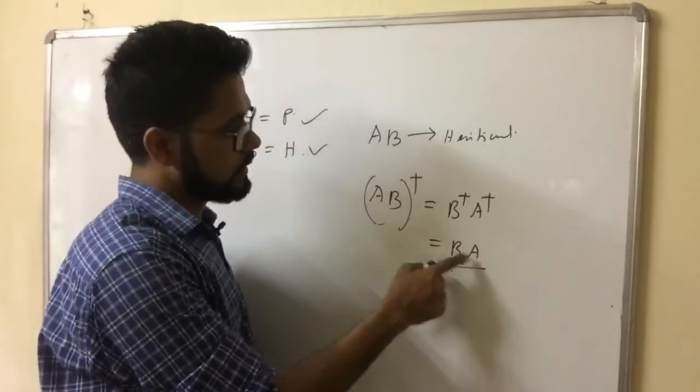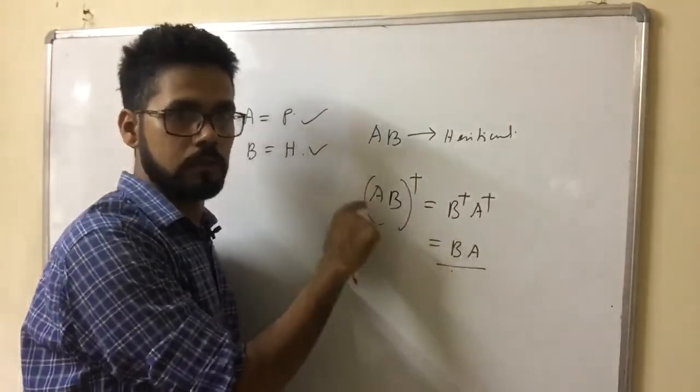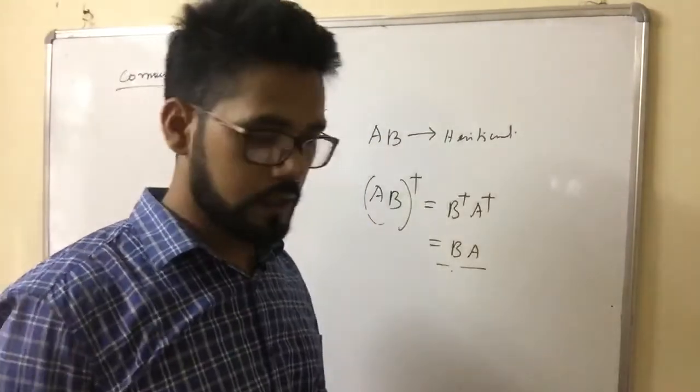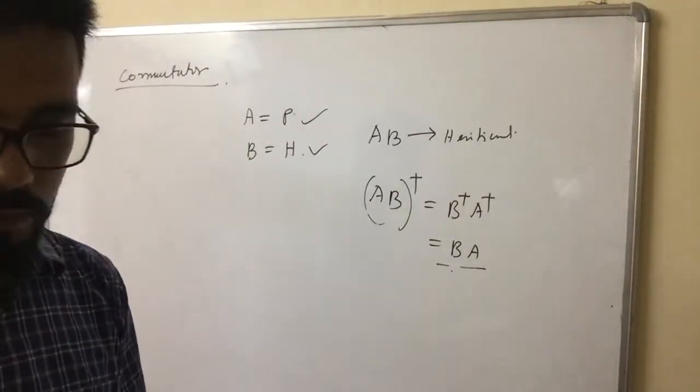A is Hermitian, so A dagger equals A. That means what? Suppose the whole AB product is a single operator, equal to itself, so it is Hermitian. So that's what I am telling you. Okay, one example you were told.